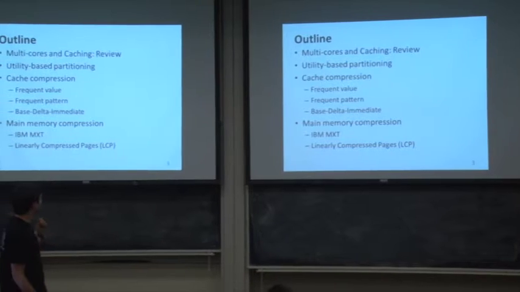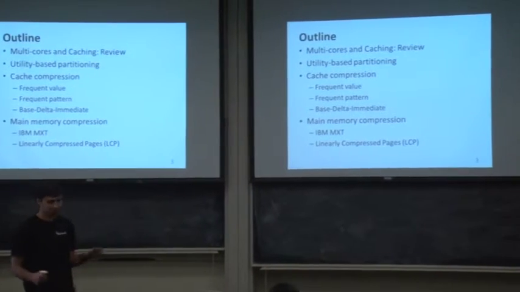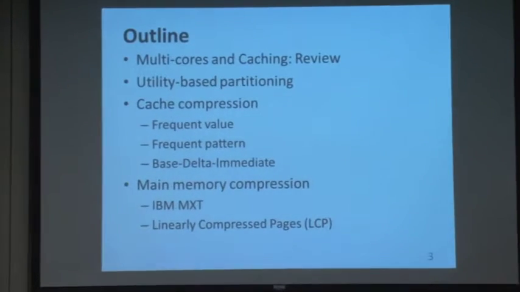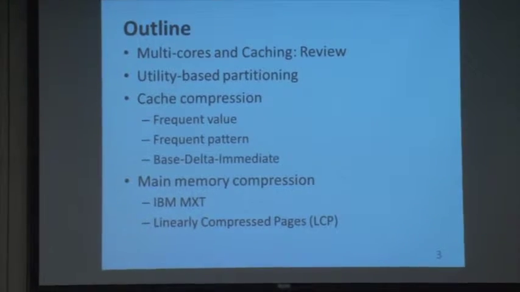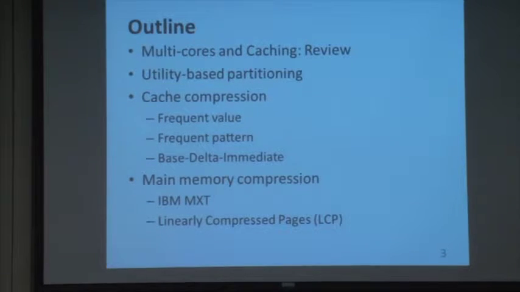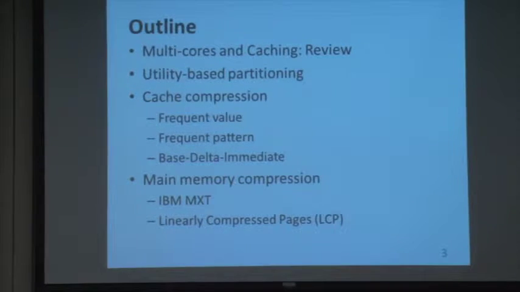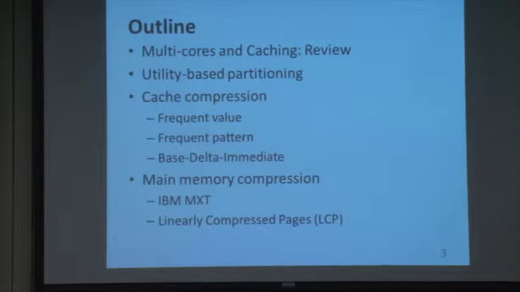The outline today is that I will go through a brief introduction to the problem area. Then I will talk about utility-based partitioning. I think it's a generally good mechanism for dealing with any type of shared resources, not only caches, so it's worth talking briefly about it. Then we'll talk about cache compression, something I recently did. I'll introduce several prior works in that area and my own work on base delta immediate compression. Then we switch into main memory compression, which is going to be the second half of today's lecture. We'll see how it goes. That's the outline. Any questions so far?